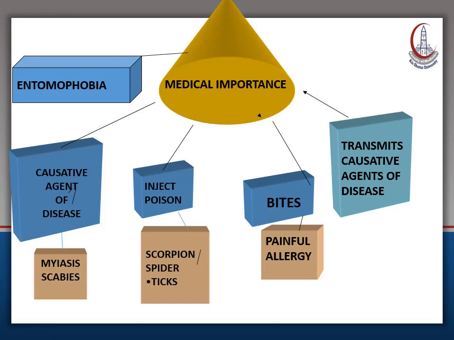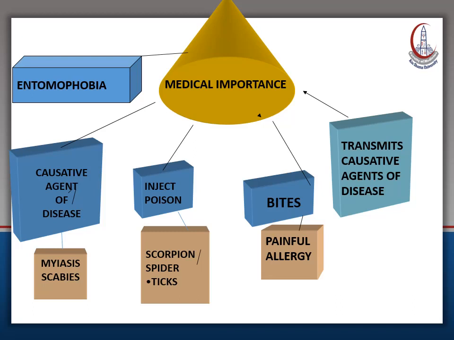Others are used as models for genetic studies. So, what is the medical importance of arthropods? In other words, what are the medical conditions which they may cause to man? First, entomophobia. Entomophobia means an abnormal fear of arthropods. This is a psychological disturbance which may affect man.